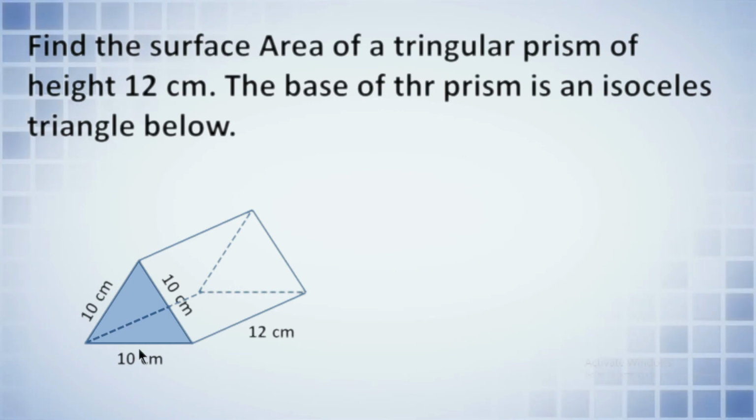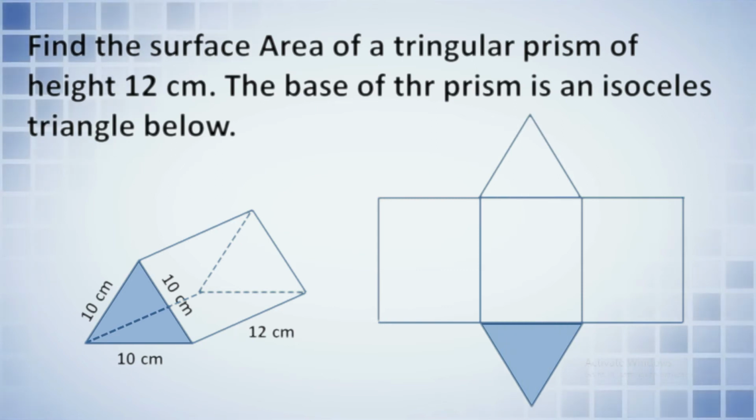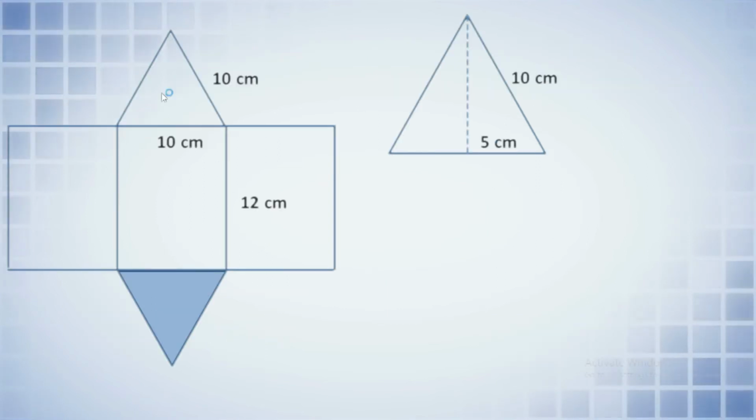So in order to find the surface area of this triangular prism, we need to figure out the net, and this is the net. This is 10 centimeters from the triangle, and this side is 12 centimeters from the height. So for this net of the triangular prism, let's break it down. Let's discuss the triangle first. This triangle is actually from this triangle. We know that this is an isosceles triangle, which means each side is 10.